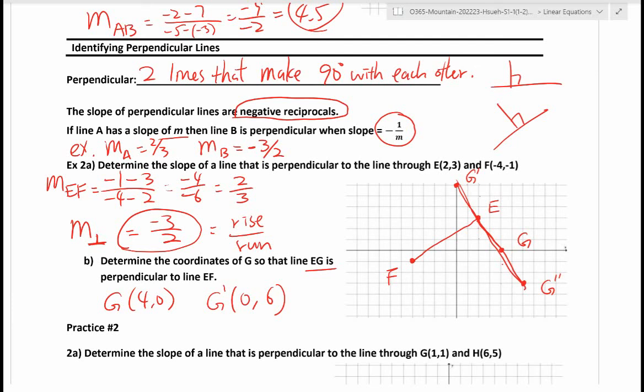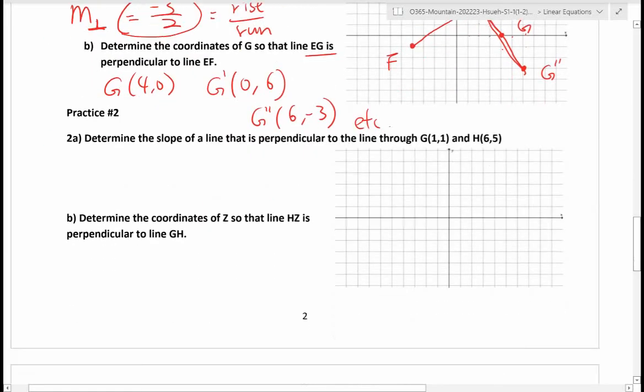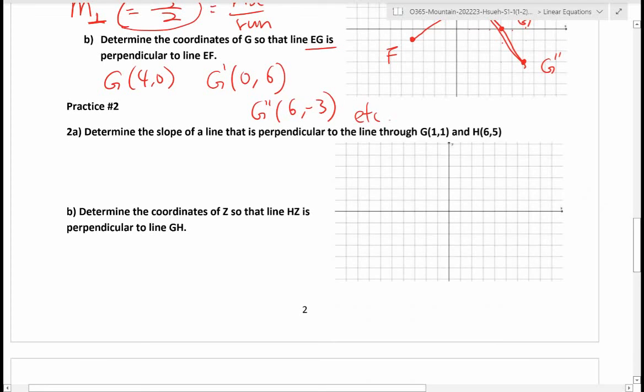So these are just some examples, right? G double prime. This one would be 1, 2, 3, 4, 5, 6, 1, 2, 3. So (6, -3). Okay, and so on, just some possibilities. You just need to come up with one. You don't have to come up with so many. All right, here's your practice question. Good luck.